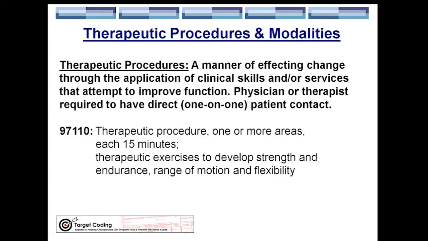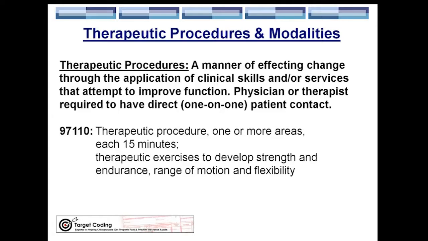Very good code, very commonly used by chiropractors and physical therapists. The purpose is to increase range of motion, flexibility, strength, and endurance. The patient could be doing this in an active situation, active assisted, or even a passive approach. These exercises have to show that you're improving range of motion and flexibility.